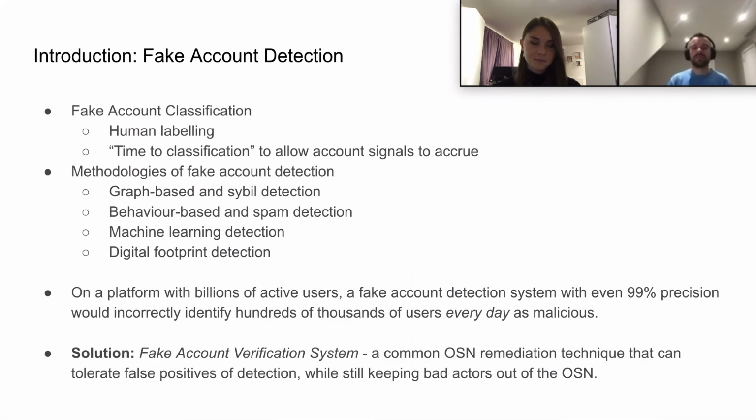The topic of detection of fake accounts is actively explored in recent literature. Detection frameworks can be based on different methodologies. In order to detect fake accounts in OSNs, frameworks explore connections between identities, their properties in the social graph, their behavior, and interaction between different OSNs. The variety of behaviors exhibited by fake accounts, especially those controlled by humans, makes building accurate detection systems a challenge. On a platform with billions of active users, a detection system with even 99% precision would incorrectly identify hundreds of thousands of users every day as malicious.